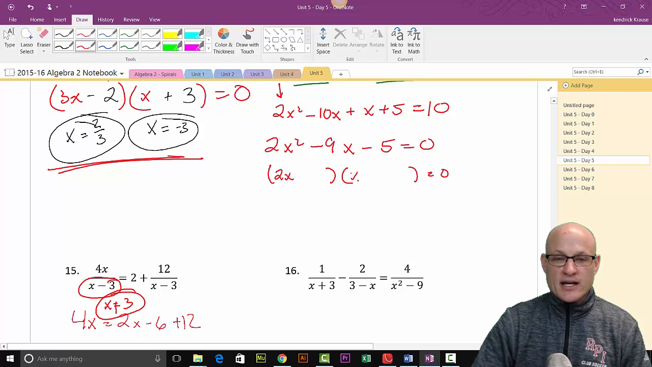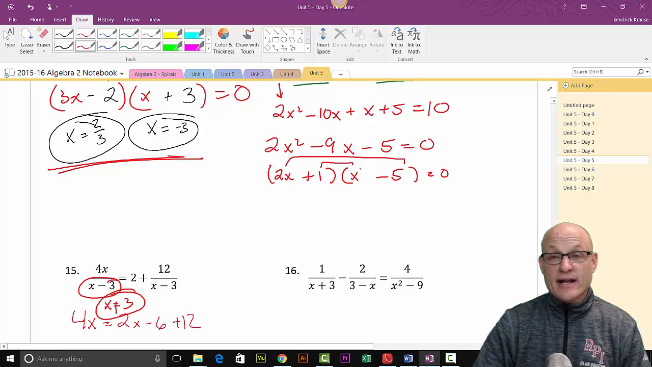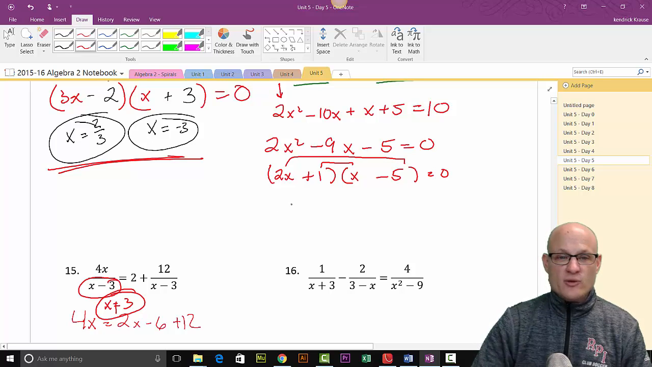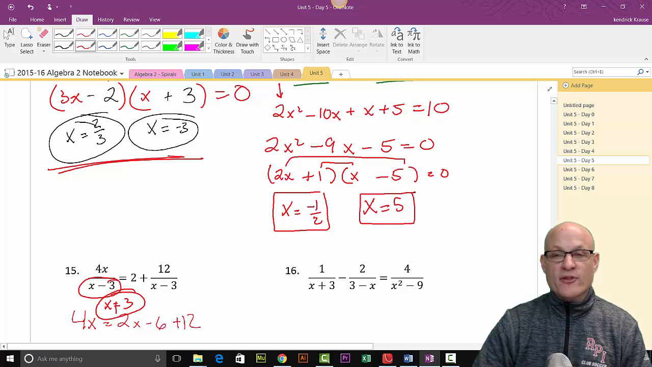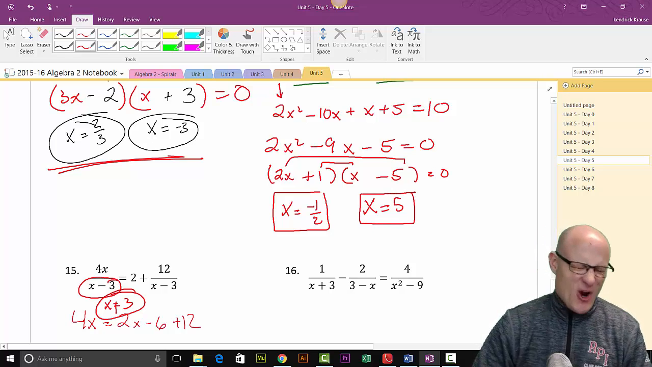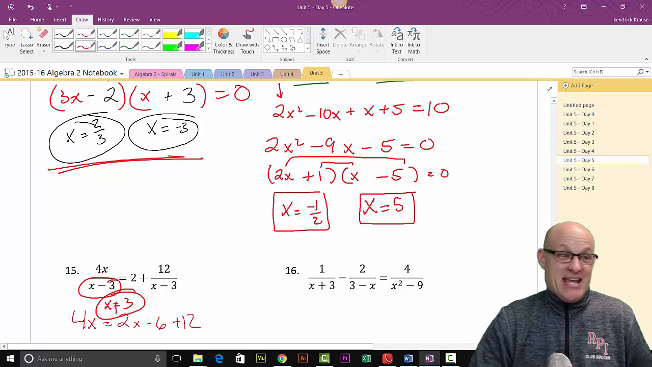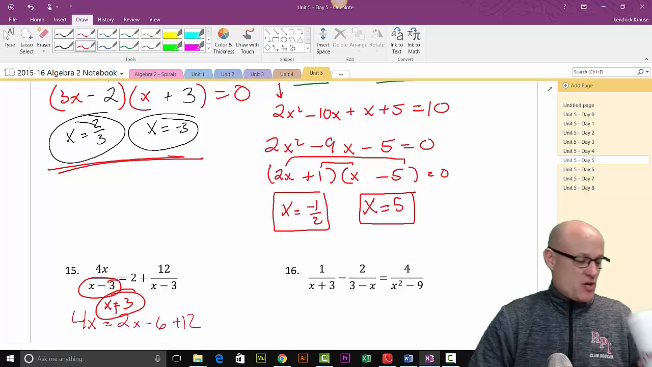2x and x and minus 5 and plus 1. This makes negative 10, and this makes plus 1, and that adds up to 9. So my two answers are x equals negative 1/2 and x equals 5. Now here's the wonderful thing. You get so excited. I got to the end. It was factorable. It must be right.